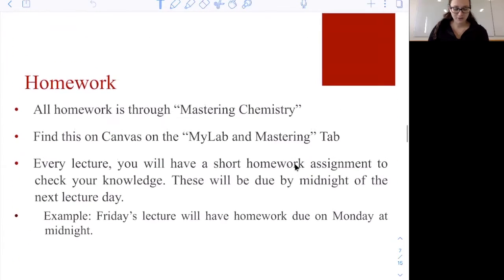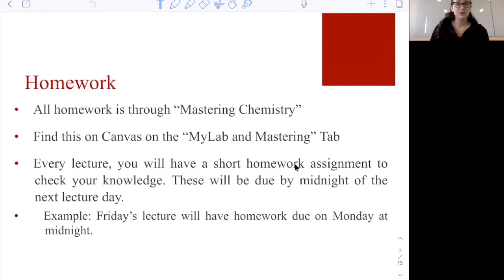Okay, so starting off with homework. As I said, all of our homework is through Mastering Chemistry, which you can find on the My Lab and Mastering tab in Canvas. So each lecture, you will have a short homework assignment to check your knowledge. Hopefully this will take you no more than 30 minutes. These will be due by midnight at the next lecture day.